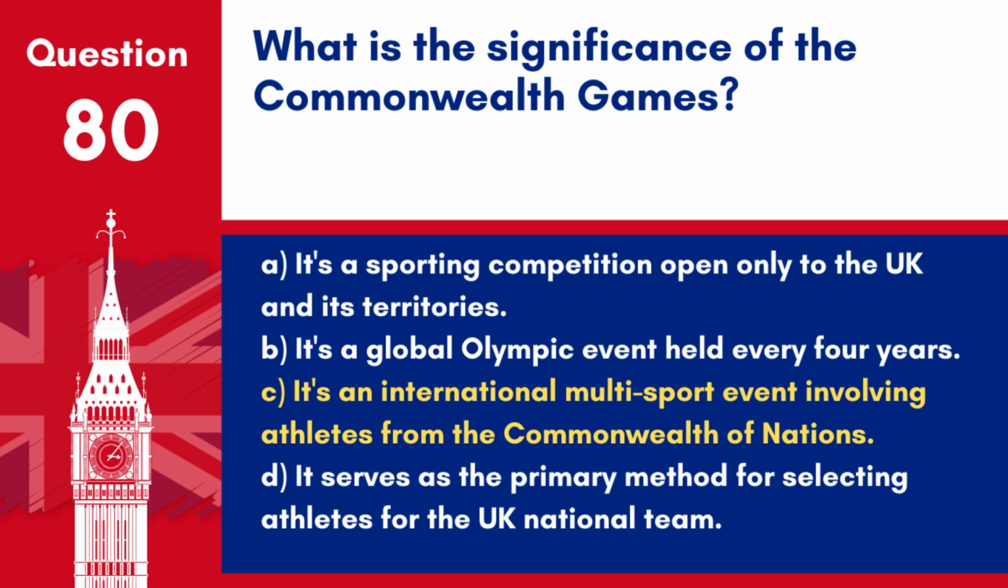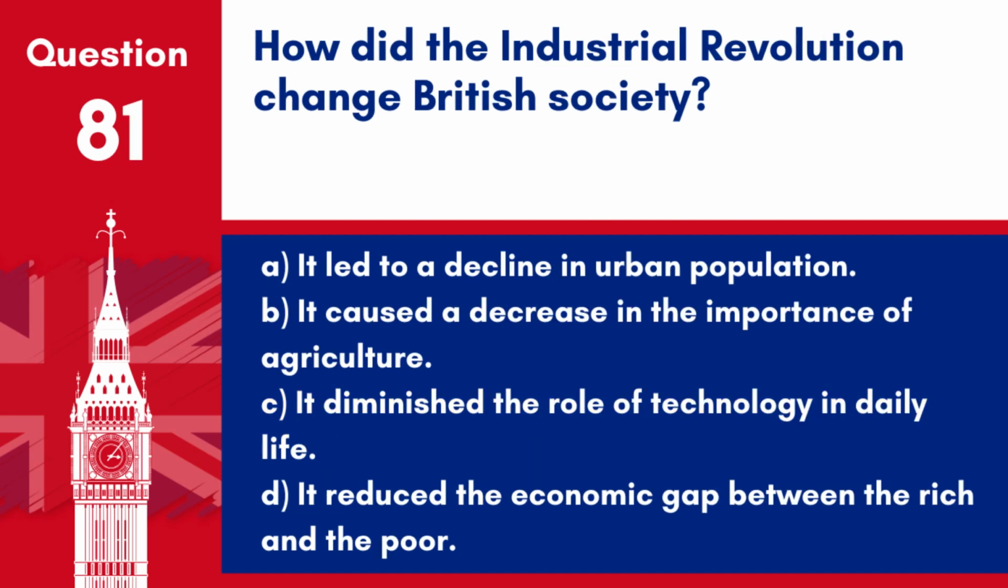Question 81. How did the Industrial Revolution change British society? A. It led to a decline in urban population. B. It caused a decrease in the importance of agriculture. C. It diminished the role of technology in daily life. D. It reduced the economic gap between the rich and the poor. Answer: B. It caused a decrease in the importance of agriculture.